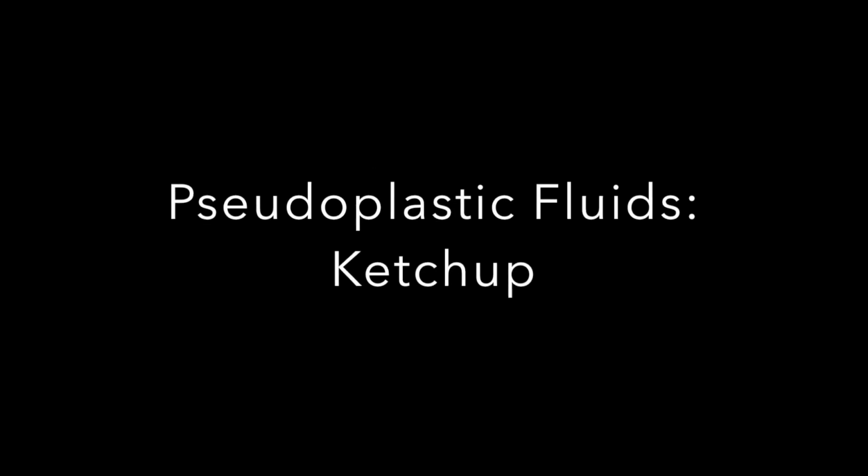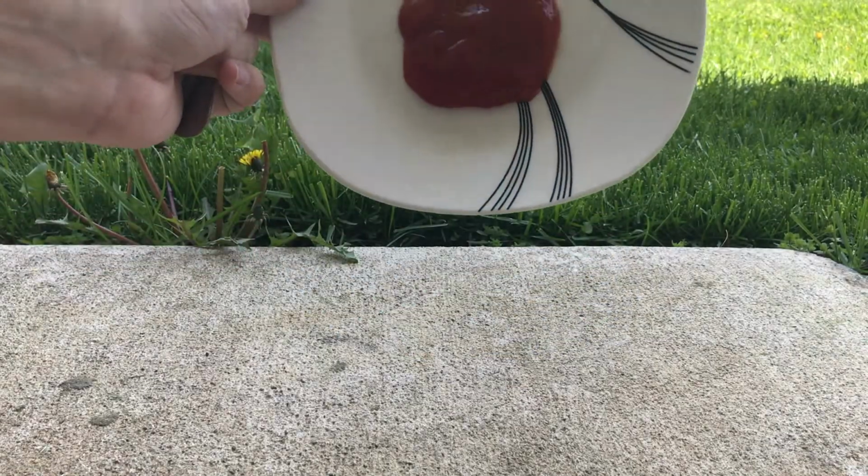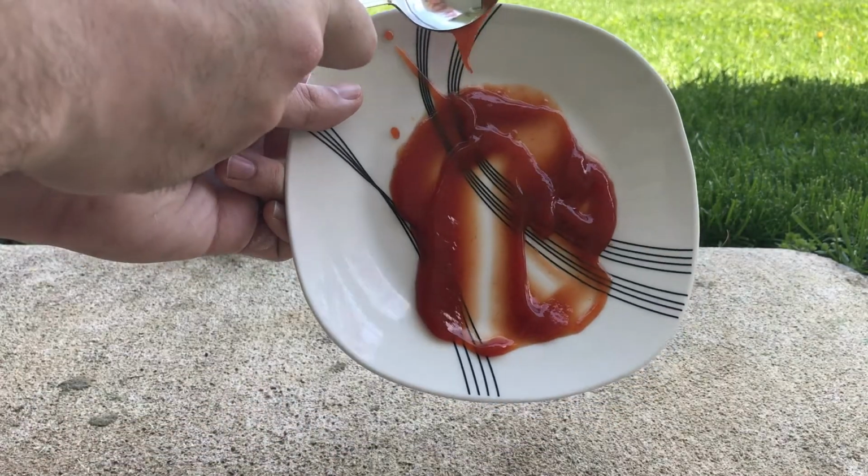Ketchup is a pseudoplastic. Its viscosity decreases when force is applied. You can see when I spread it with a spoon, it flows easier than when it is by itself.